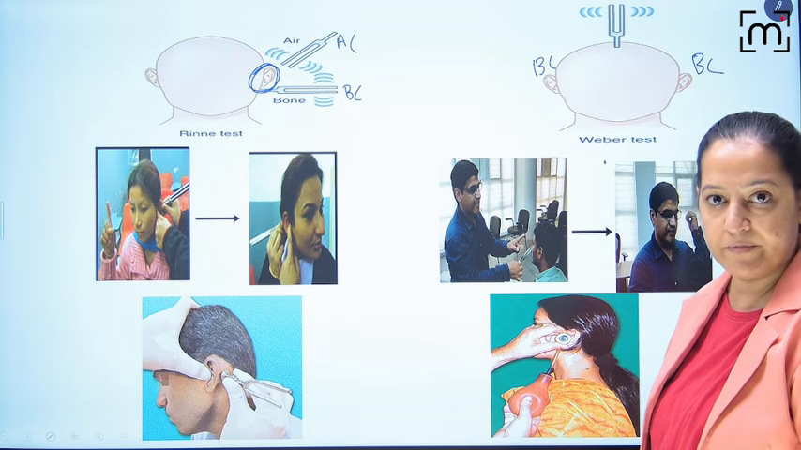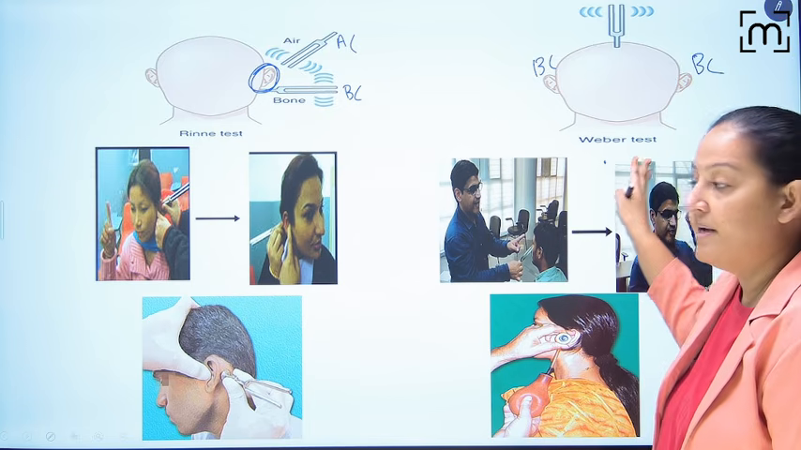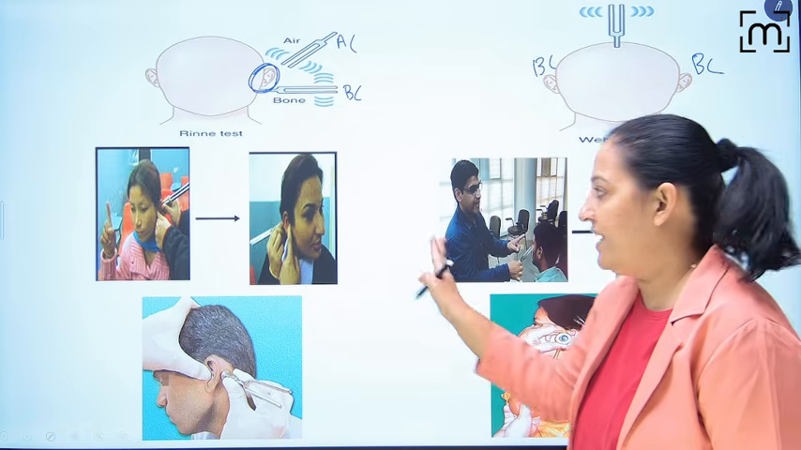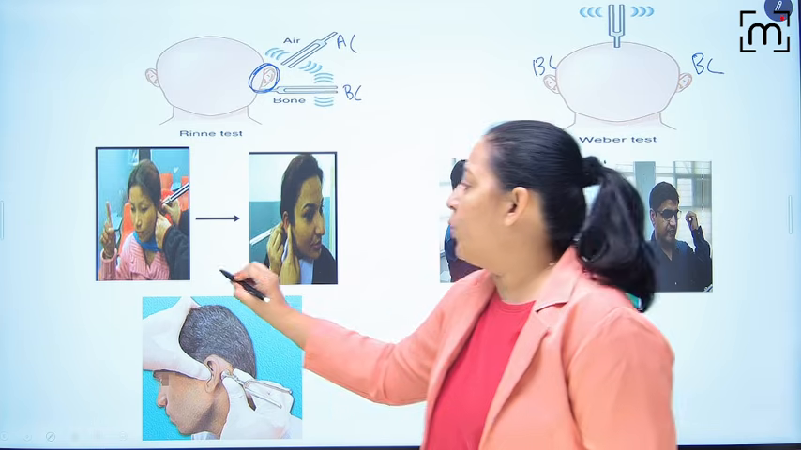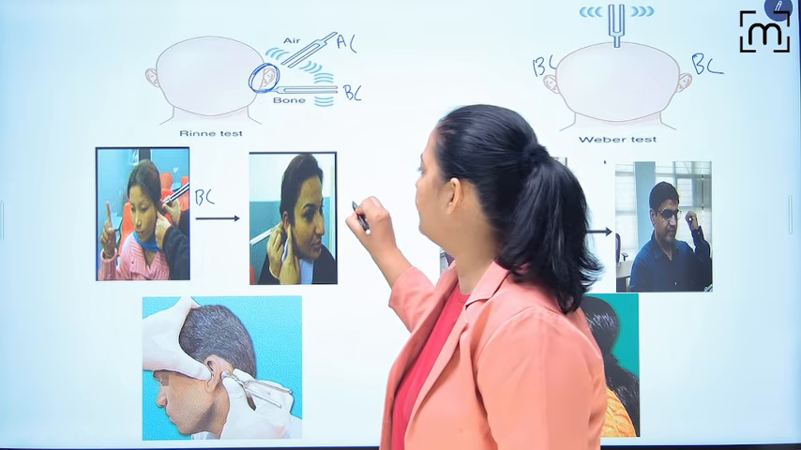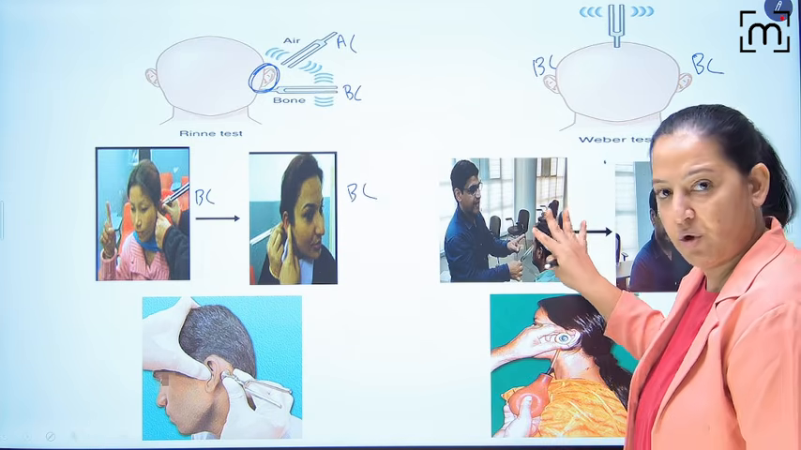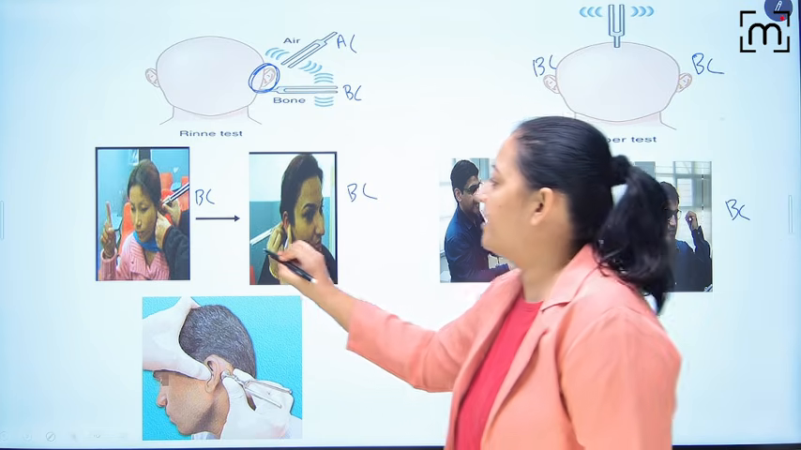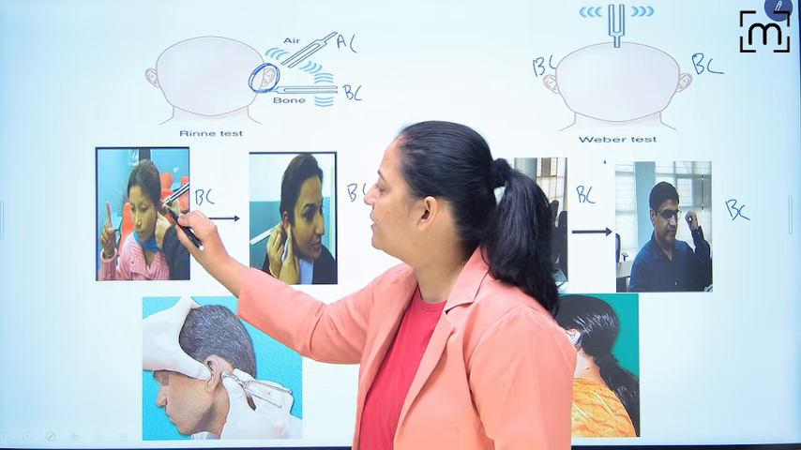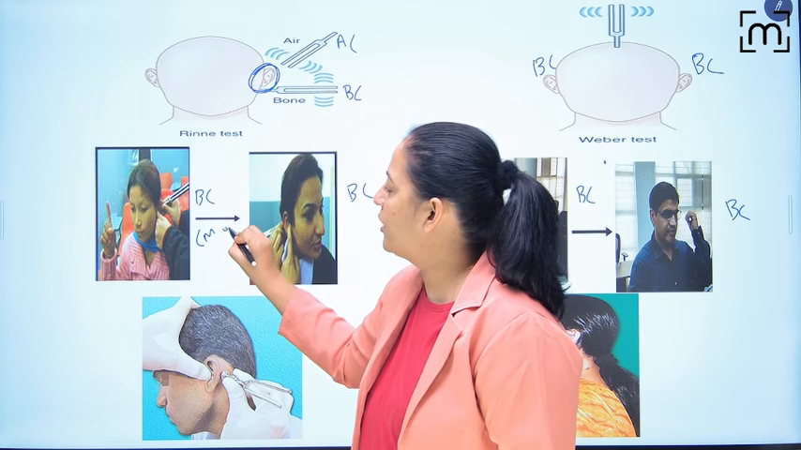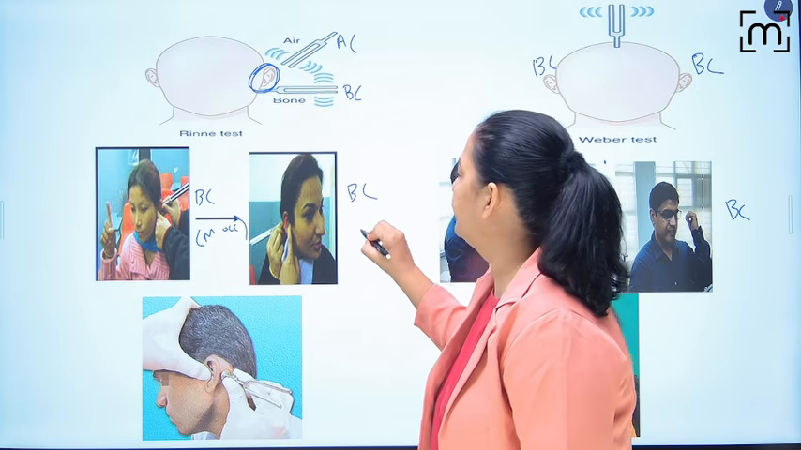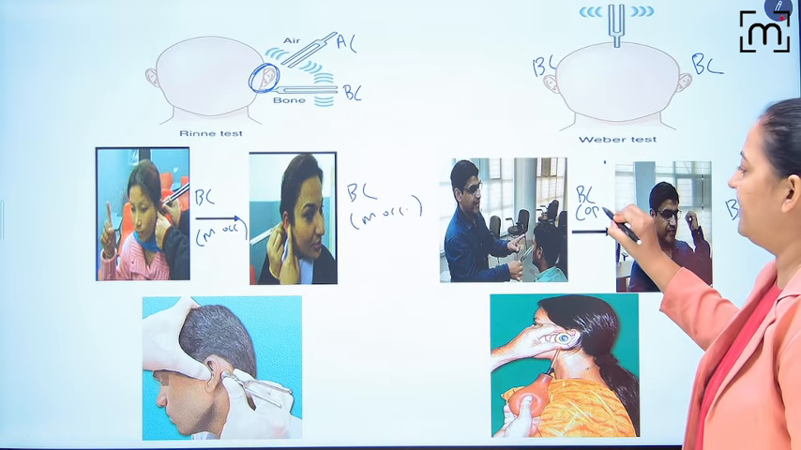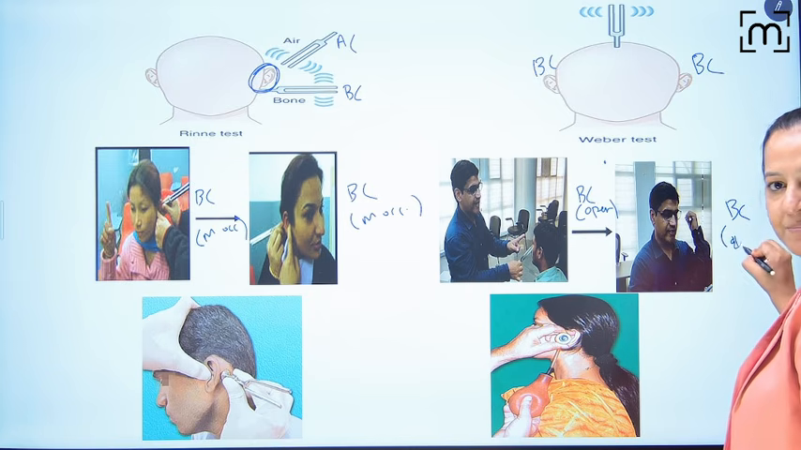This is Weber. Okay. Rinne done, Weber done. Now ABC and Schwabach test, they are the same. In ABC and Schwabach, we compare BC of the patient with BC of the examiner. But here, meatus occluded, you can see tragus. Meatus occluded. Okay, here meatus open, meatus not occluded. Okay, so that is the principle.